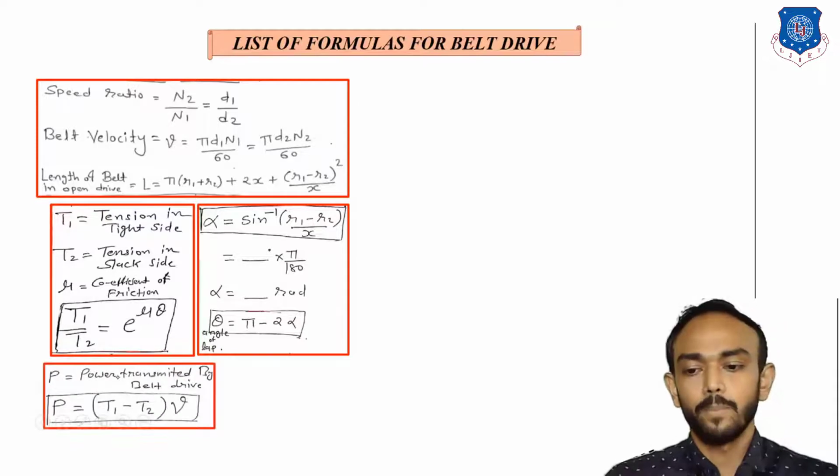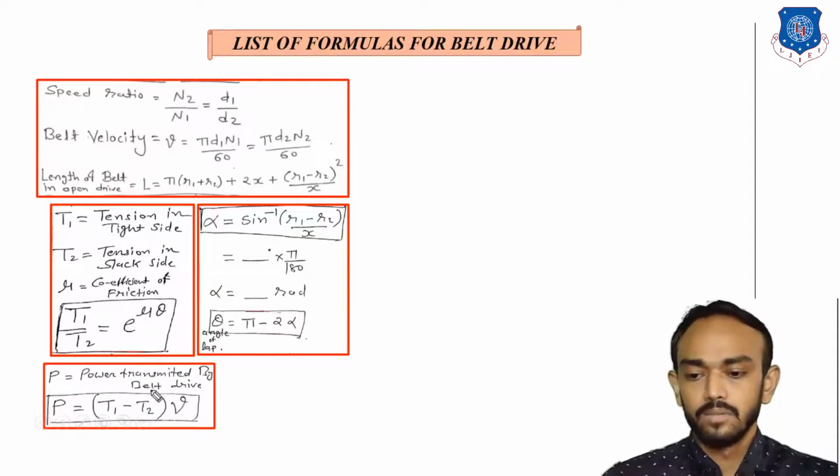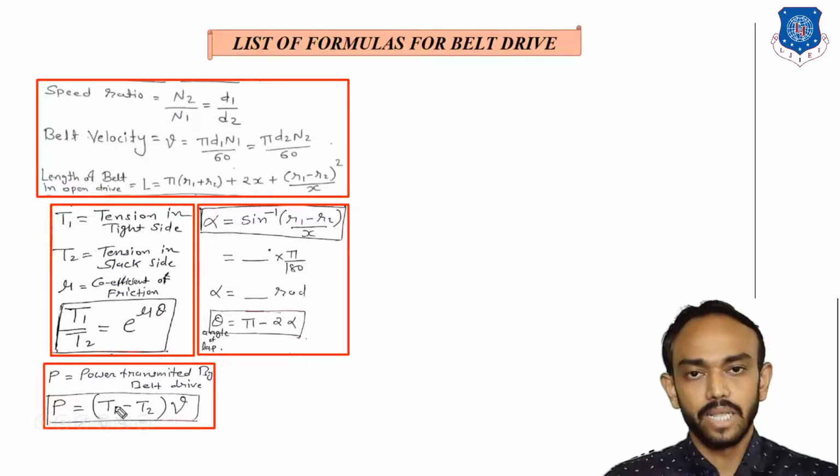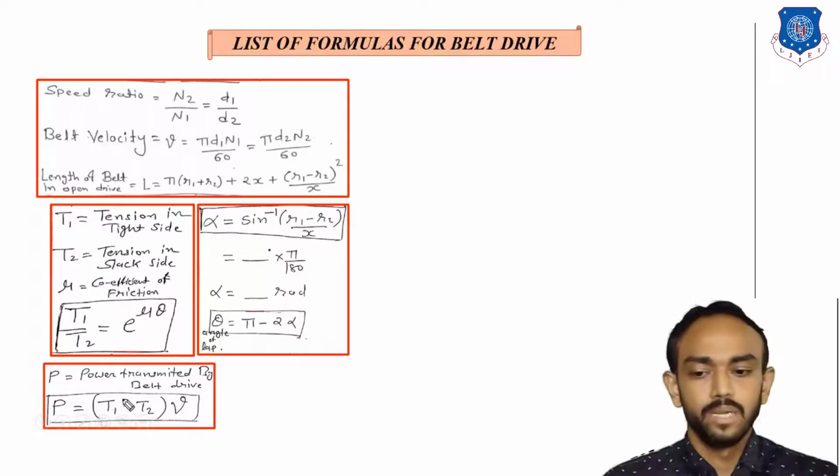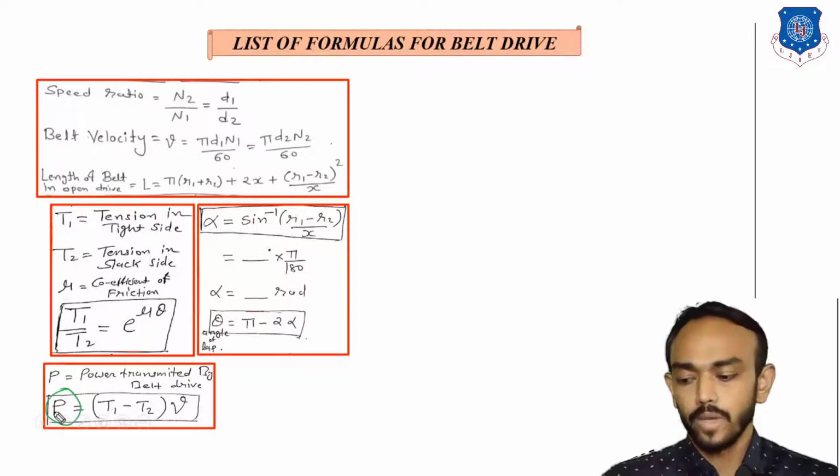After that, you know the power transmitted by the belt: the equation is (T1 minus T2) into velocity, meaning effective tension into velocity, tight side minus slack side into velocity, is equal to power.